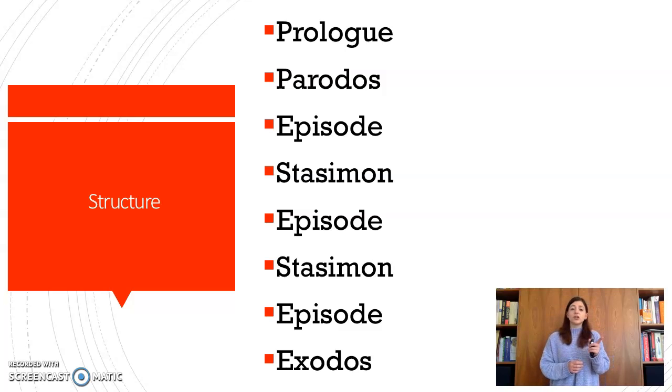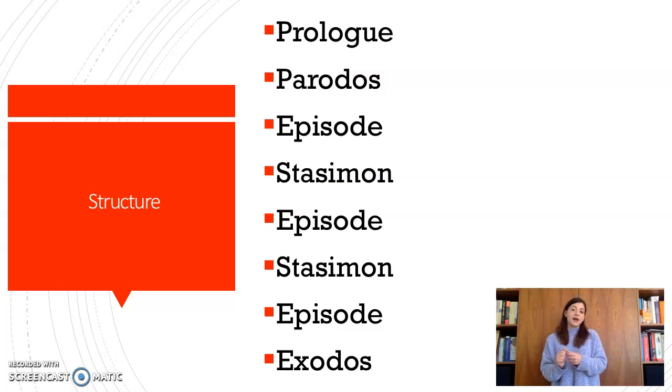So what we're going to do is go through the structure. The structure goes prologue, parados, right? And we've talked about the episode and the stasimon. And so now what happens is these two ideas repeat. So now you have another episode, another stasimon, and another episode. So you've got your scene, the episode, then you've got your commentary on what's happened in the scene, then you've got another episode, and the stasimon, which is what's happened and a commentary on it.